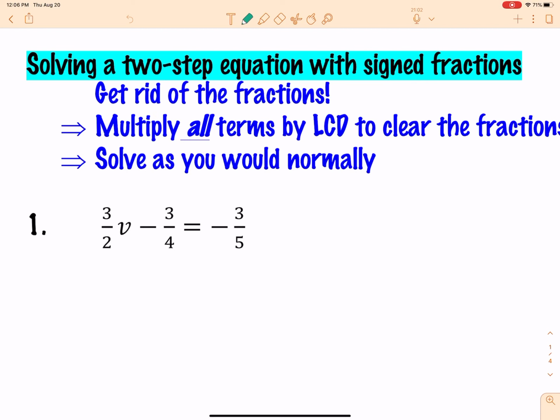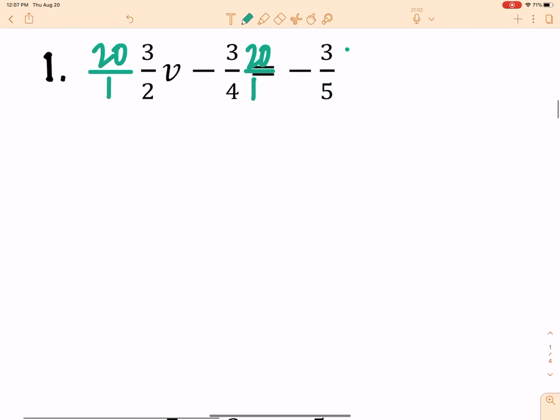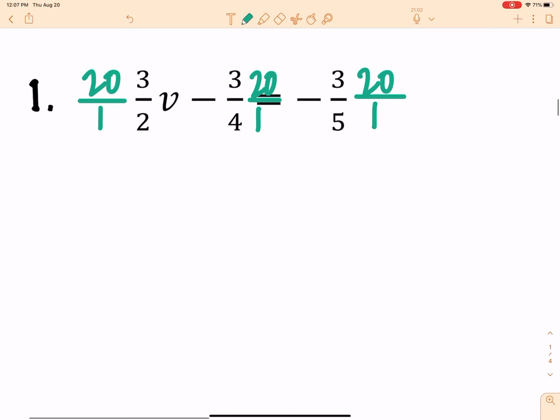What I like to do is write 20 over 1 in front of, well, I don't want to confuse you there because of the minus sign. So I'll put 20 over 1 here on the right of it, and then 20 over 1 over here. Just put it either in the front or next to each of the terms, wherever it fits. Or if you want to rewrite the whole problem, go for it.